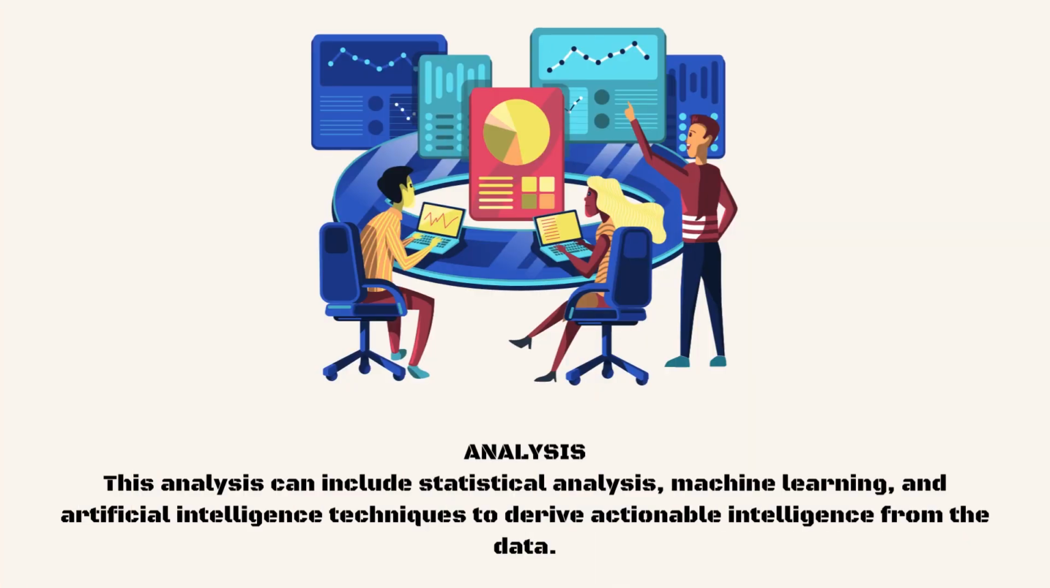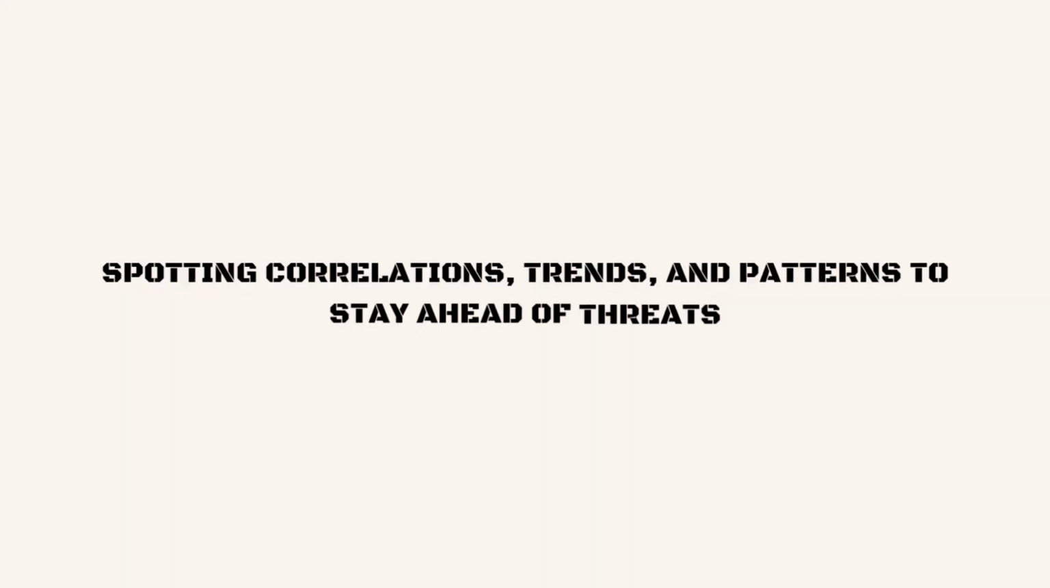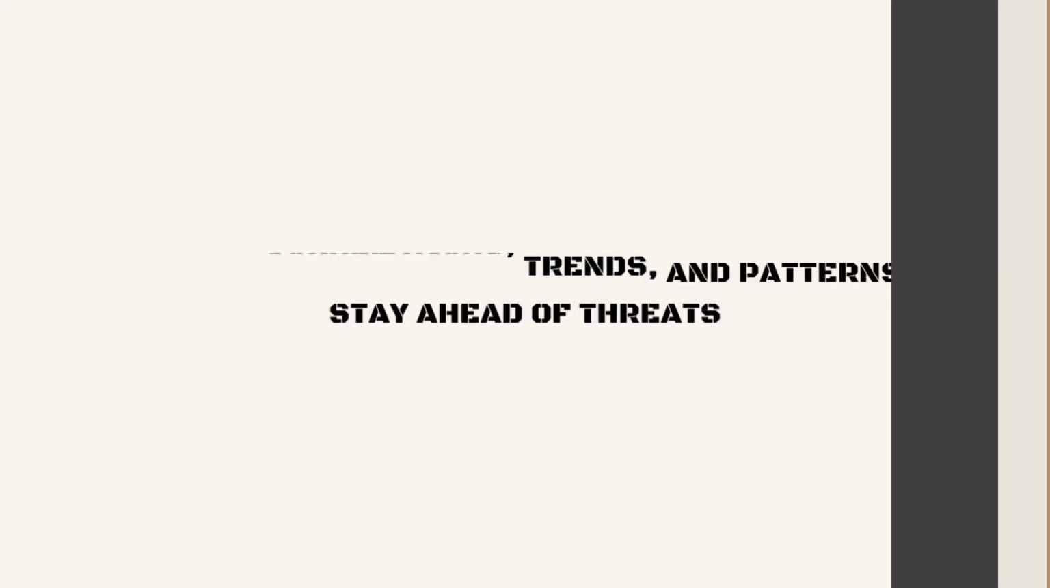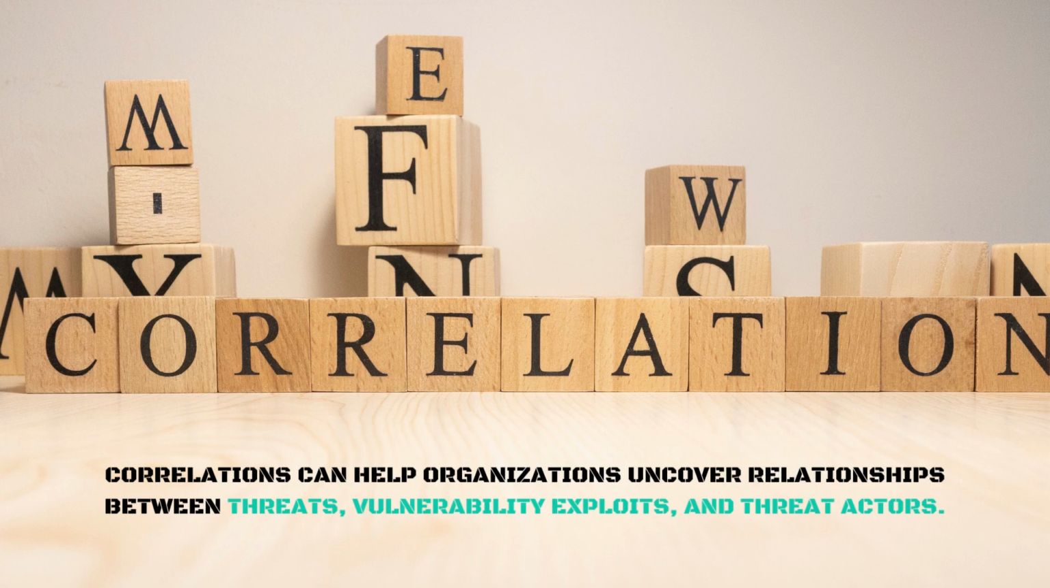With data normalized and categorized, it is crucial to perform in-depth analysis to draw meaningful insights. This analysis can include statistical analysis, machine learning, and artificial intelligence techniques to derive actionable intelligence from the data. Spotting correlations, trends, and patterns to stay ahead of threats. Identifying correlations between different datasets is a vital part of the processing and exploitation stage. Correlations can help organizations uncover relationships between threats, vulnerability exploits, and threat actors.